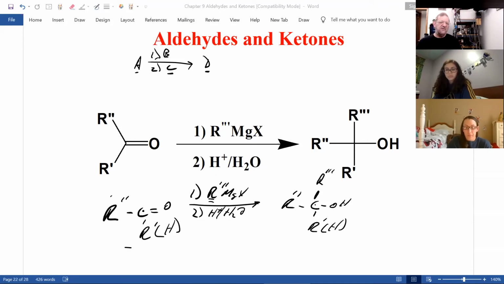And now we look at this reaction. The question is, what's the organic product or products? And if we look at this, we say, what's different? Oh, we've got an aldehyde. Could have been a ketone, but it's an aldehyde.